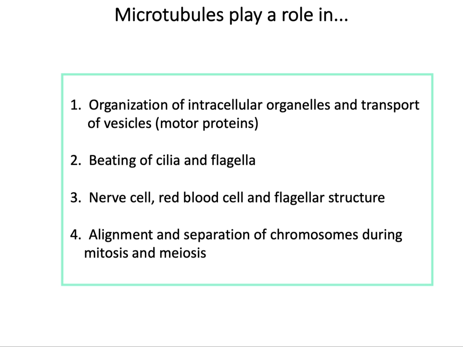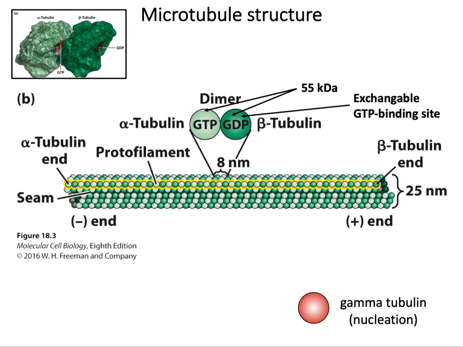And finally, they are responsible for the alignment and separation of chromosomes during different kinds of cell divisions, such as mitosis and meiosis. In this part, we are going to cover the first three. Then later on, when we talk about cell division, we will revisit the microtubules and see how they function in helping to separate the chromosomes and distributing chromosomes to the daughter cells during the cell division.